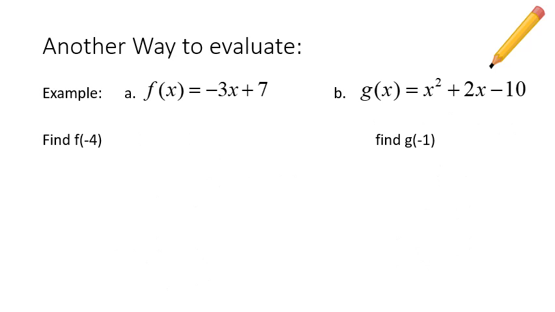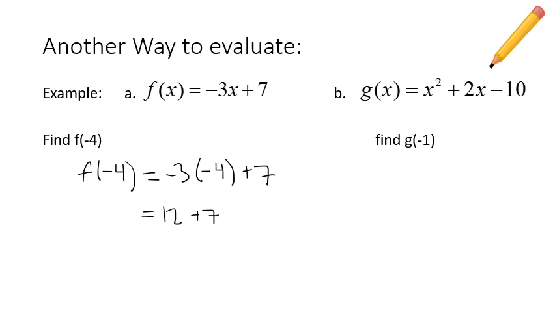Other ways you'll see this written would be find f of negative 4. That's asking the same thing. F of negative 4 would be negative 3 times negative 4 plus 7. Well, 3 times 4 would be 12 plus 7, and I get 19. So my output for the input of negative 4 would be 19. And I want you guys to do B as an exercise on your own.